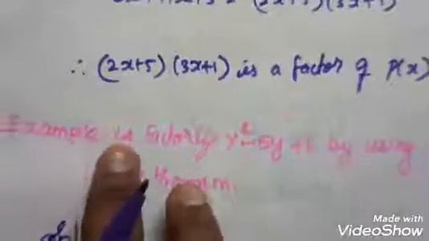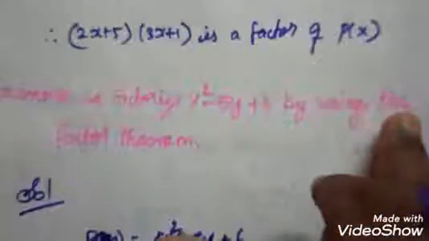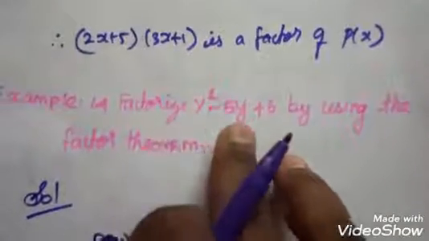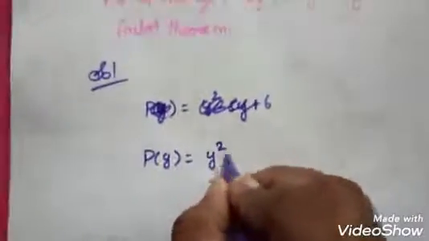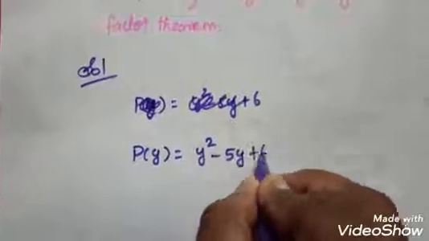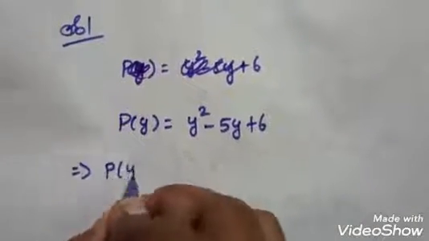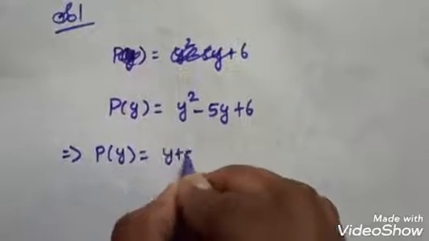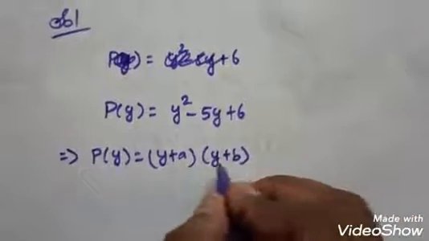We see example number 14. Factorize y square minus 5y plus 6 by using the factor theorem. Here the variable is y. So I will take P of y, which is equal to y square minus 5y plus 6. So by factor theorem, P of y is equal to y plus a, y plus b. This is the factor.